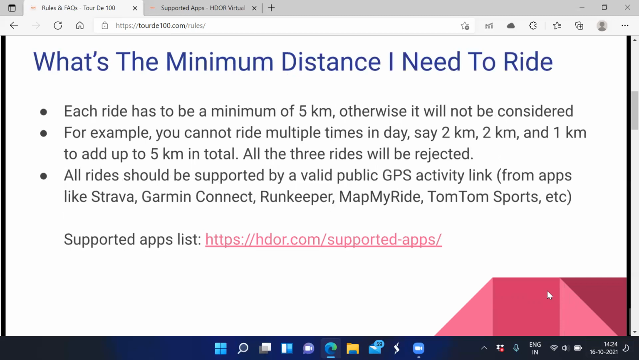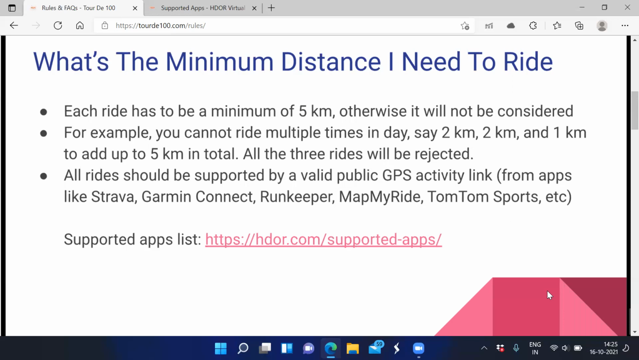Okay, then what's the minimum distance you need to ride? The minimum distance is 5 kilometers. That's the minimum, and the maximum is on you. You can ride as much as you want to. Just 5 kilometers. Why is this the minimum?